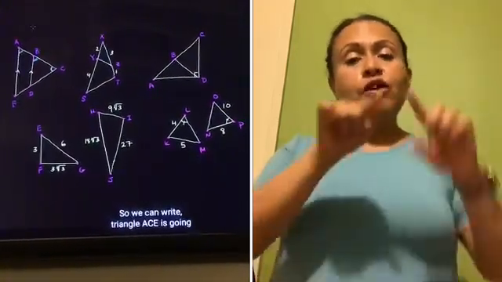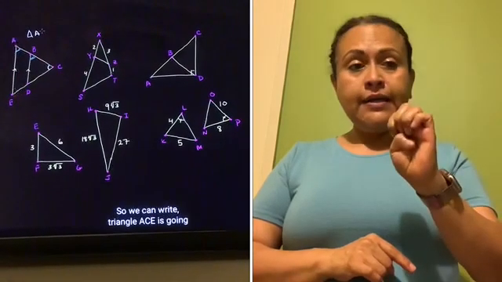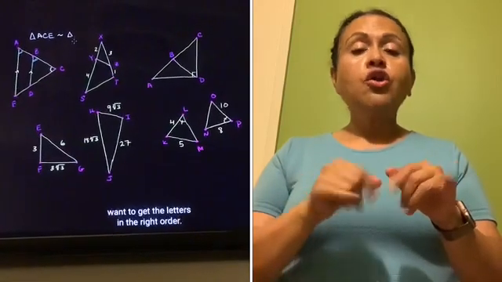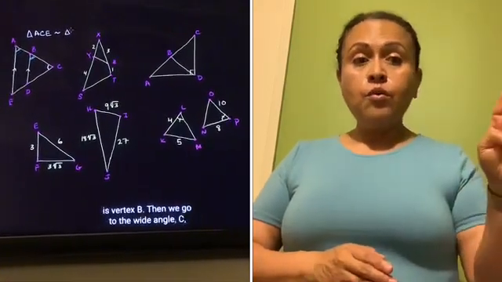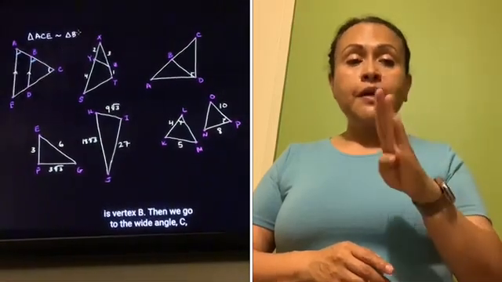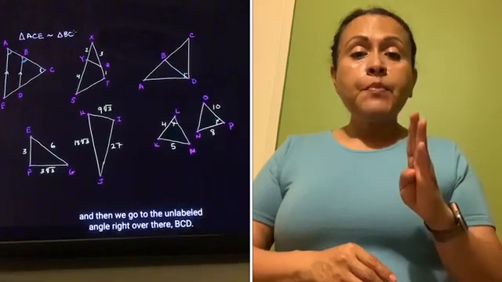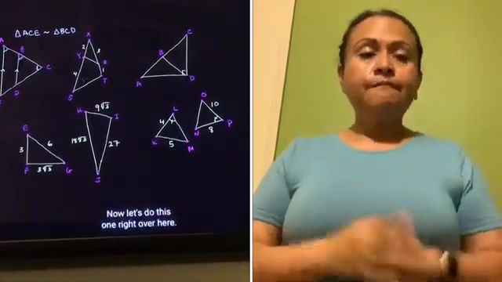So we can write triangle ACE is going to be similar to triangle. We want to get the letters in the right order. So where the blue angle is here, the blue angle there is vertex B. We go to the white angle C, and then we go to the unlabeled angle right over there, BCD. So we did that first one. Now let's do this one right over here.